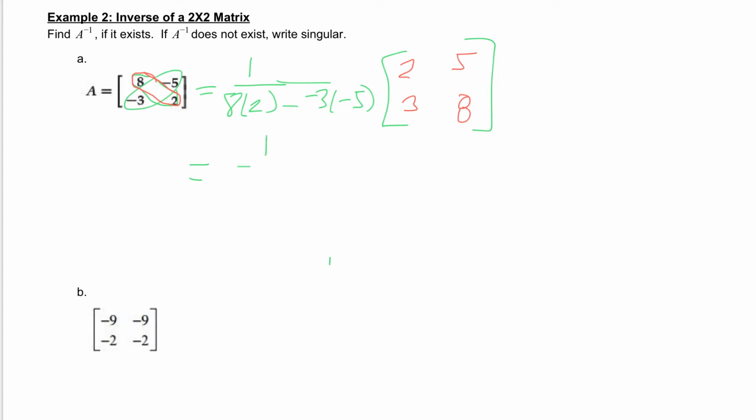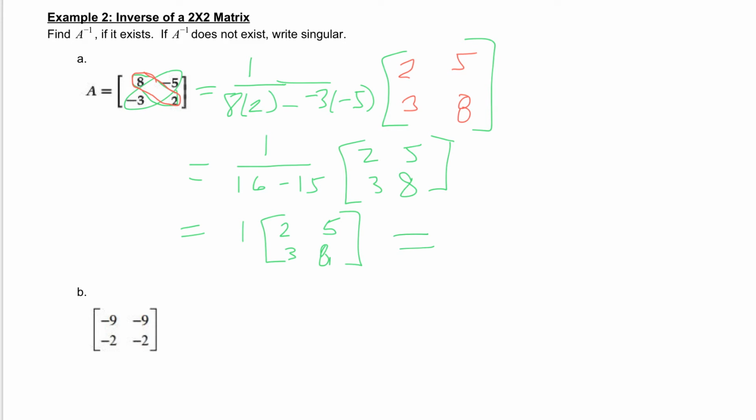So what we get is 1 over 16 minus 15 times the matrix 2, 5, 3, and 8. 16 minus 15 is 1, so we really have 1 times this matrix, 2, 5, 3, and 8. And multiplying everything inside, so then we have to take this 1 and multiply it by these 4 entries. 1 times none of those are just going to be what we started with. So we could say that our inverse is going to be 2, 5, 3, and 8.